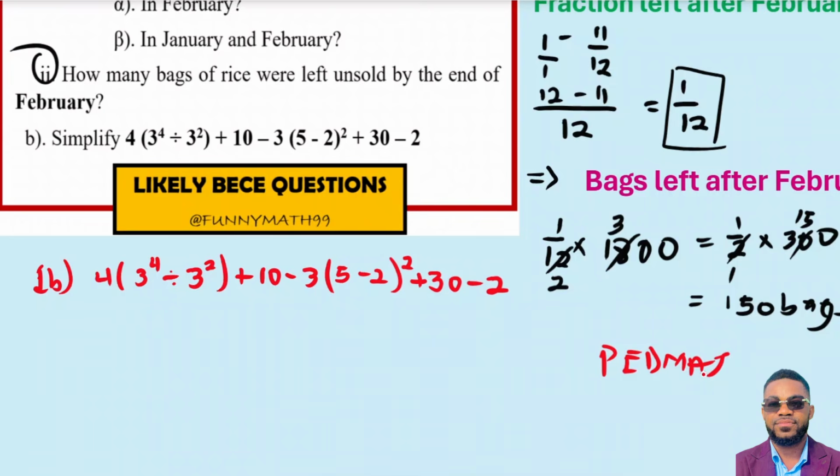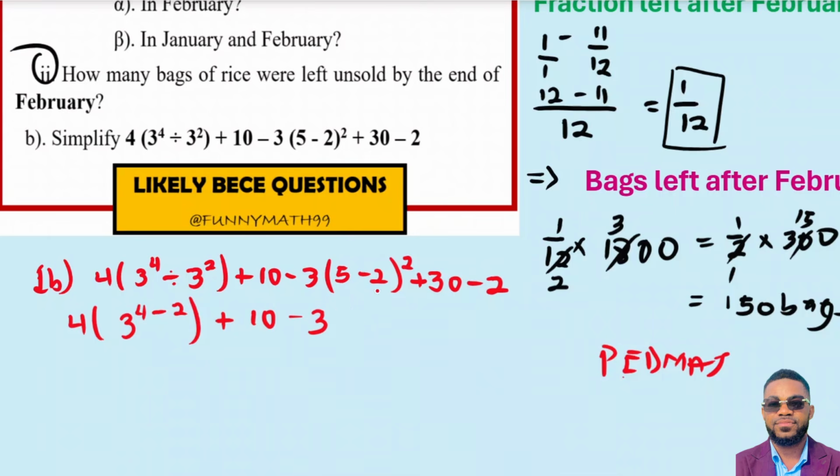So I'm using PEMDAS, where P stands for parenthesis or bracket. So when you come here, we have some brackets here, this and that. So that means I have to simplify the ones in the bracket before we move on to E, which is exponents. So now, let me tackle this bracket. So that means I have to maintain this 4 out. Now in the bracket, we have 3 exponent 4 divided by 3 exponent 2. They have the same base, so I can use the laws of indices here. I'll just have to take one of the bases, then I'll subtract their exponents. That is according to the laws of indices. We come to this one, we have 10 minus, let me come to the next bracket.